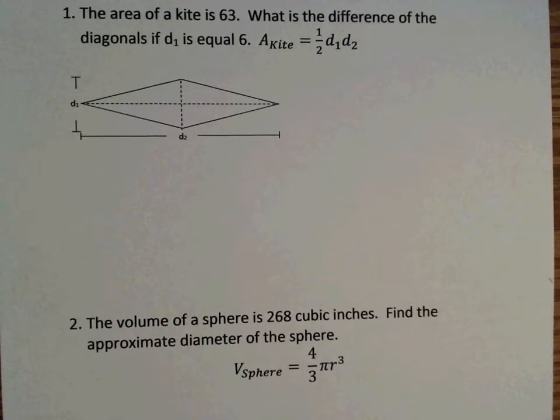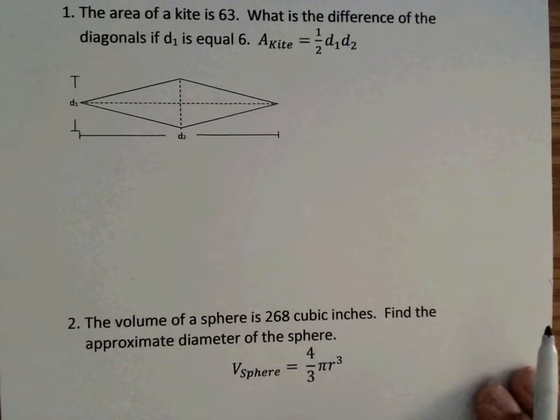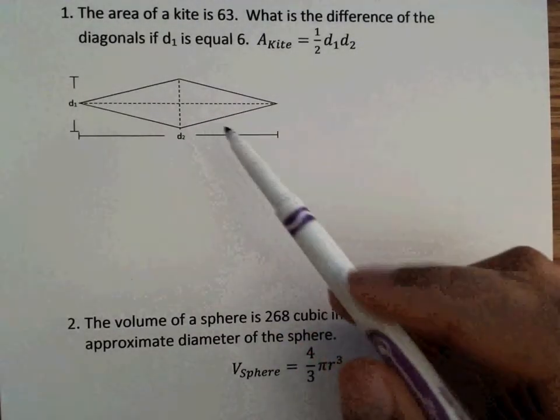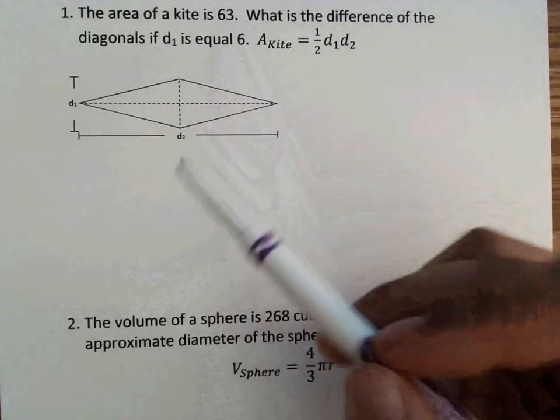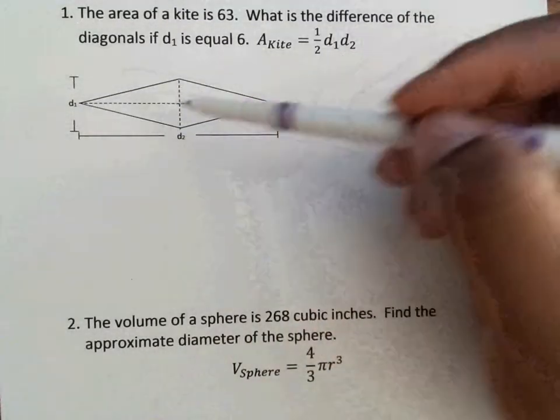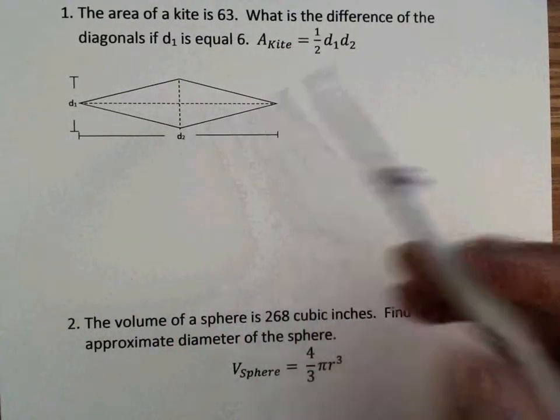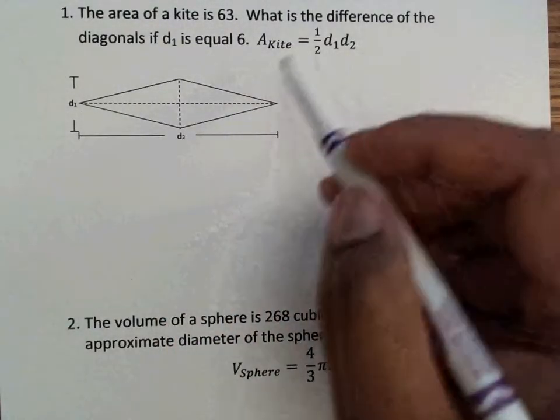So in this video we're dealing with formula substitution. So in this problem we have a picture of a kite. They tell us the area. They explain what diagonal 1 is. So diagonal 1 is from here to here, and diagonal 2 is from here to here. And they go ahead and give us the formula.